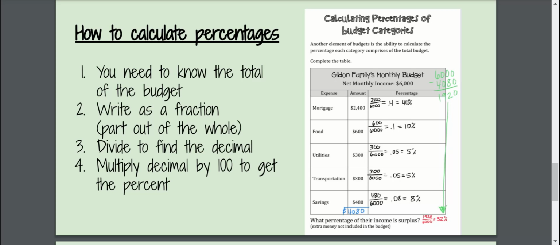I'm sorry, housing. I pointed at the wrong thing. So housing is $1,350, as you see listed there. And we divide that by 3,373. That gives us a decimal of 40 hundredths, which means 40%.